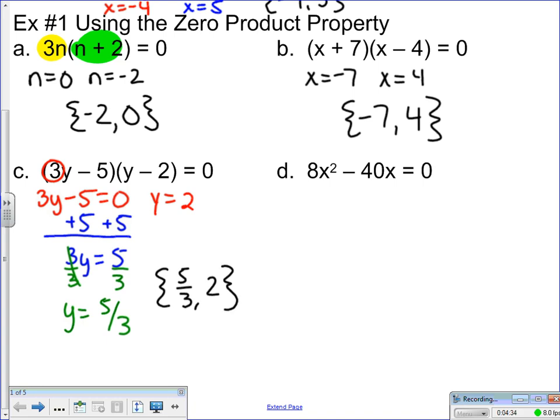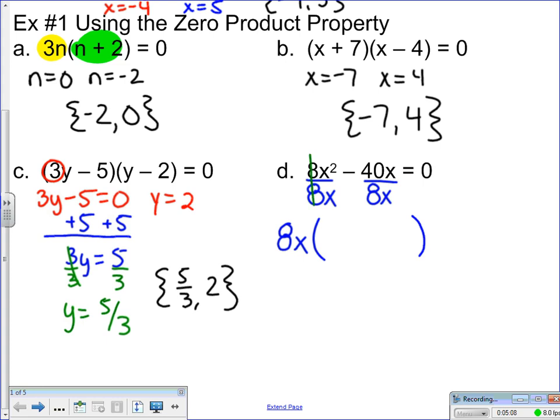Now let's take a look at D. We need to factor, so we need to figure out the greatest common factor. So look at 8 and 40 and say, what's the biggest number that divides both 8 and 40? And it's 8. Also, there's an x in both the 40x and the 8x squared. So I can divide by 8x for both of them. So when I divide by 8x, I'm going to put my results in the parentheses and put the 8x in the beginning so that if I wanted to distribute it back, I could.